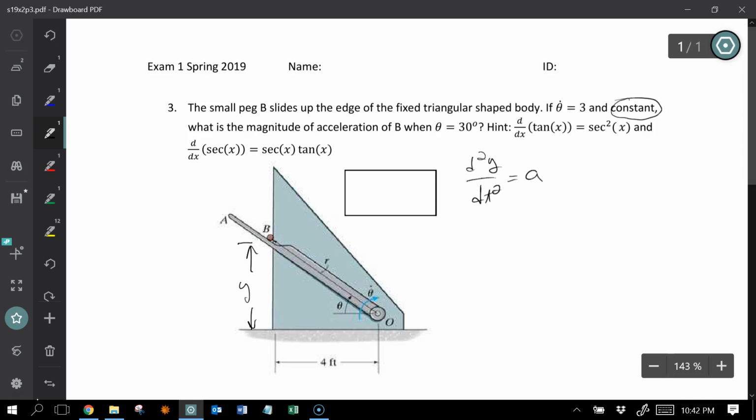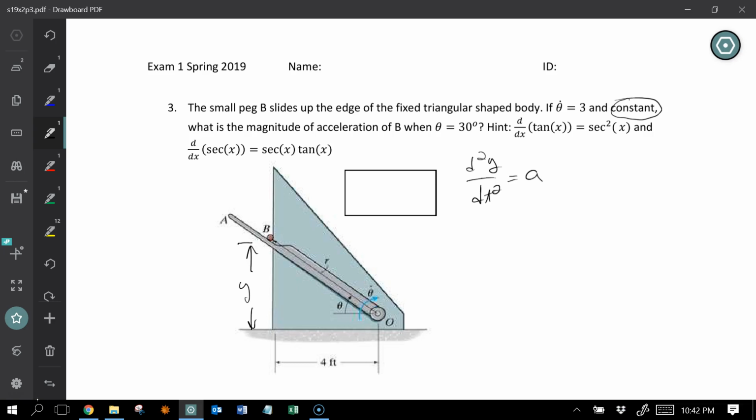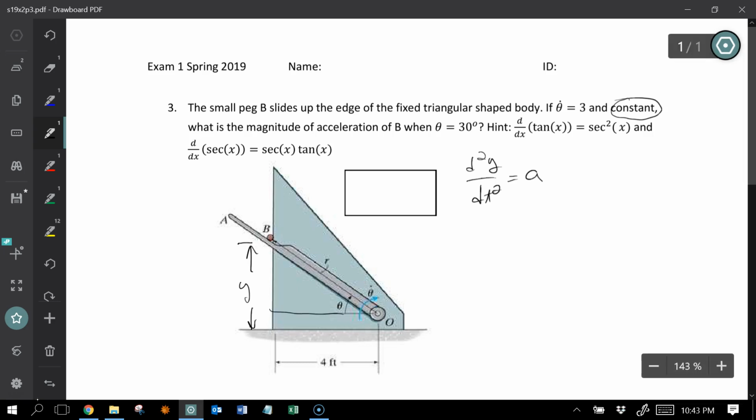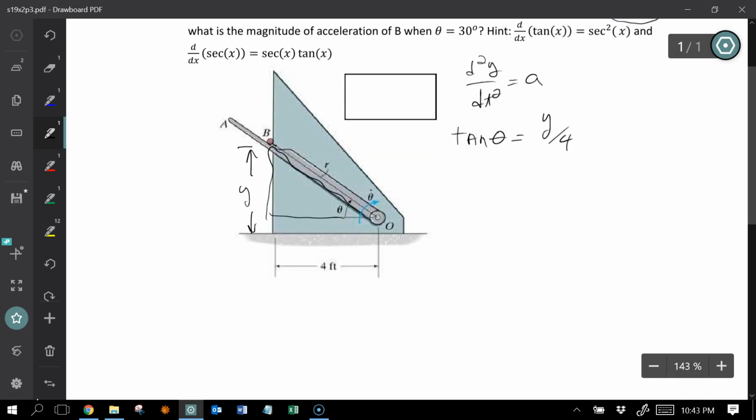So since you're telling me the value of theta and you're asking me for y, what I'm looking for is an equation that relates theta and y. You do not want to use the hypotenuse. You don't want to use this triangle here because that involves r. So what you're going to do is use the horizontal dimension of 4 and the vertical. So that would be tangent of theta is equal to y divided by 4. So I'm looking for y, so I'm going to solve for y. Y equals 4 times the tangent of theta.